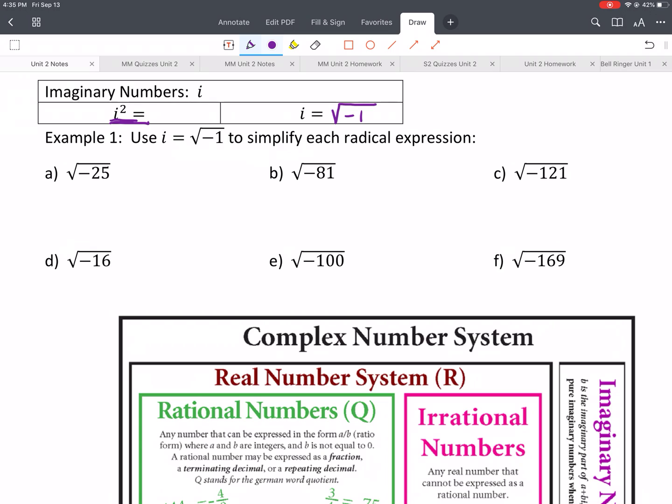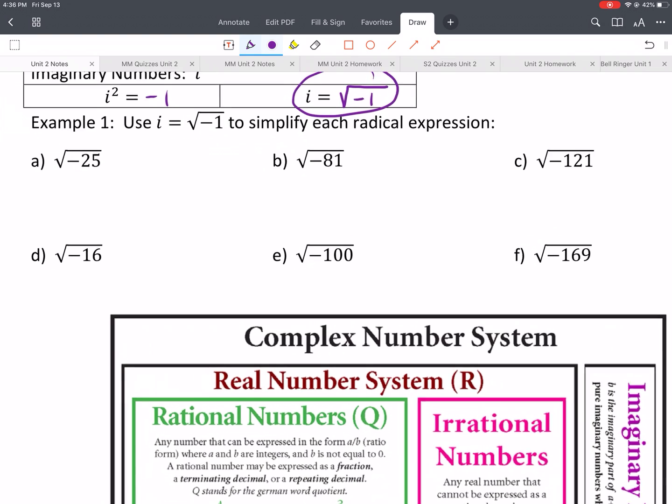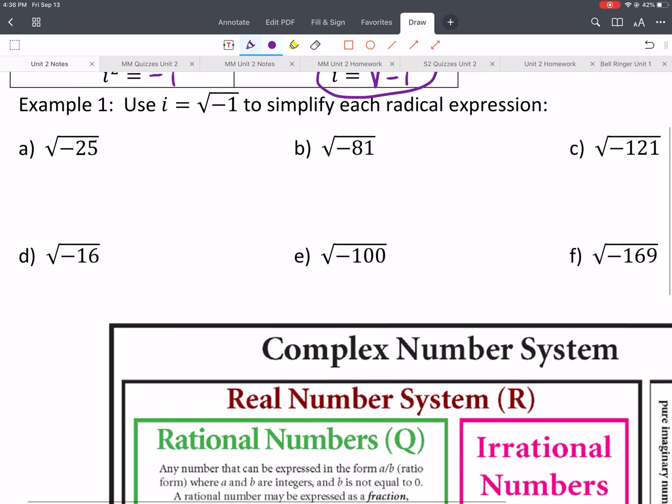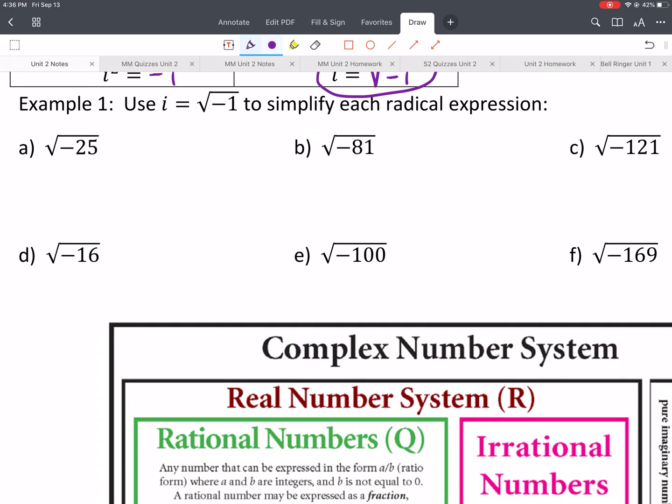How could we calculate i squared? If we square both sides, the square and the square root cancel, and we'd end up getting negative 1. But we'll just be using this right now for your homework. So use i equals the square root of negative 1 to simplify each radical expression.